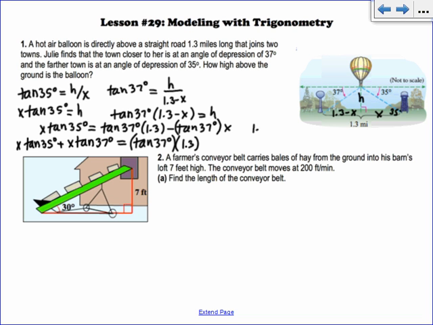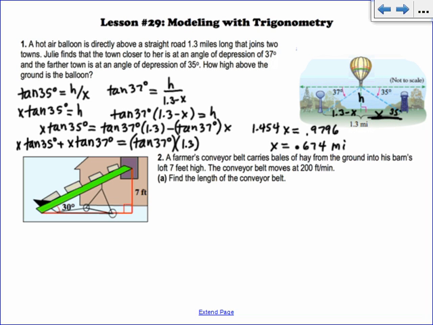So what we have then is 1.454x equals, and then I can do tangent of 37 times 1.3, so 0.9796. But I'm going to keep those numbers in my calculator. I'm going to divide them out. So when I divide by that 1.454, I get 0.674. Okay, so what that means is that x, this distance, is 0.674.